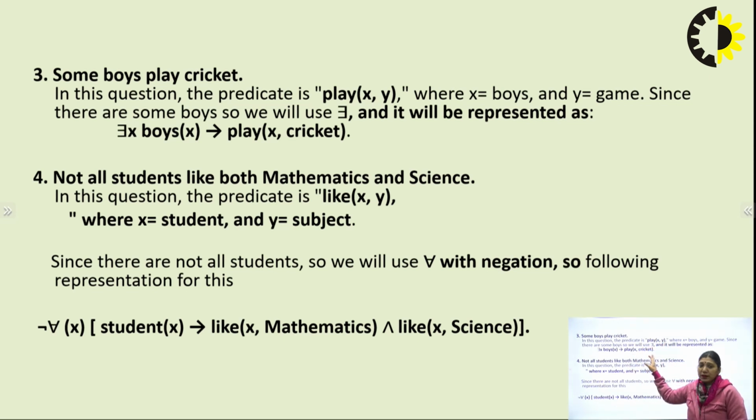यहाँ मैथमेटिक्स और साइंस है, यहाँ हम बात कर रहे हैं आपके सब्जेक्ट के बारे में. ठीक है बेटा, since there are not all the students, so we will use for all with negation the following representation for this. क्योंकि सारे स्टूडेंट्स का यहाँ इसमें मेंशन है, not all students. ऑल भी मेंशन है, नॉट भी मेंशन है, तो ऑल के लिए हम क्या यूज करेंगे, यूनिवर्सल क्वांटिफायर. नॉट के लिए हम सिंपली नेगेशन ऑफ दैट यूज करेंगे.